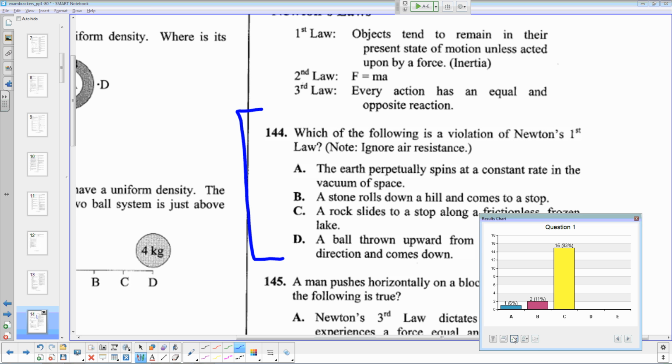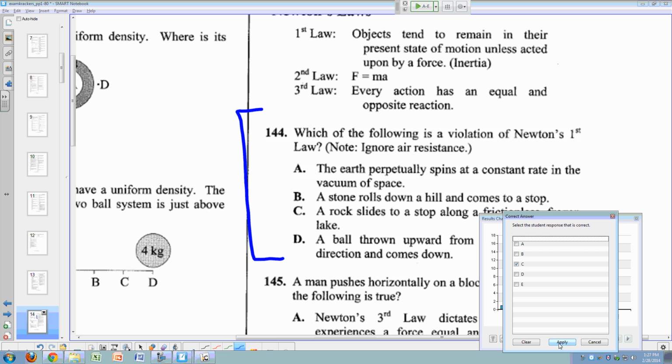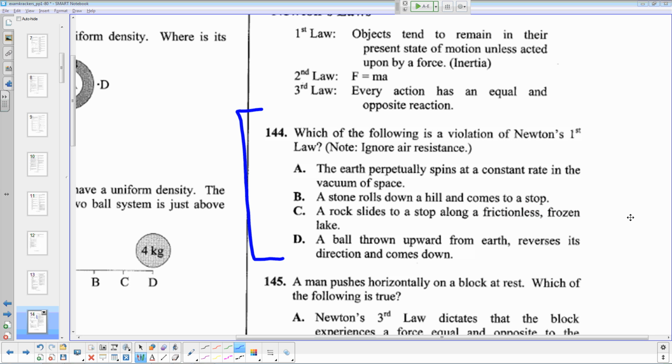Very good. C is the right answer. C is very much an Aristotelian view of things. The Aristotelian view, if y'all recall, was that everything has a natural state, and that state is to be at rest, and that if anything's moving, it wants to get back to rest.